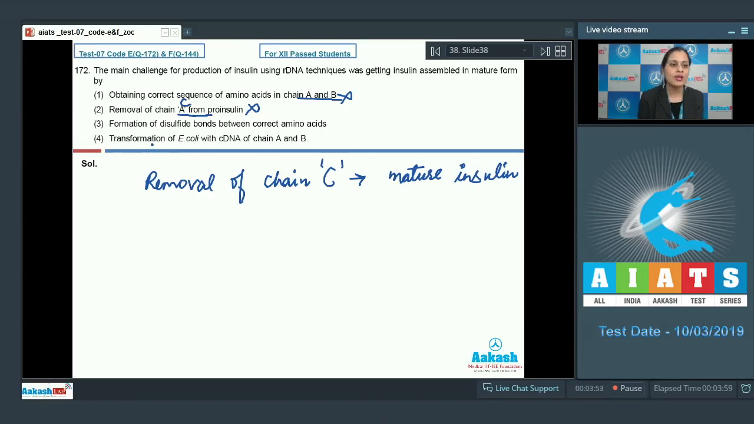And the last option, transformation of E. coli with cDNA of chain A and B, is also an incorrect option. And the correct answer to this question is option number 3, formation of disulfide bonds between correct amino acids, because disulfide bonds are formed between 2 cysteine residues on chain A and B in correct orientation, and it is the main challenge to produce insulin using recombinant DNA techniques. So the correct answer to this question is option number 3. Let's discuss our next question.